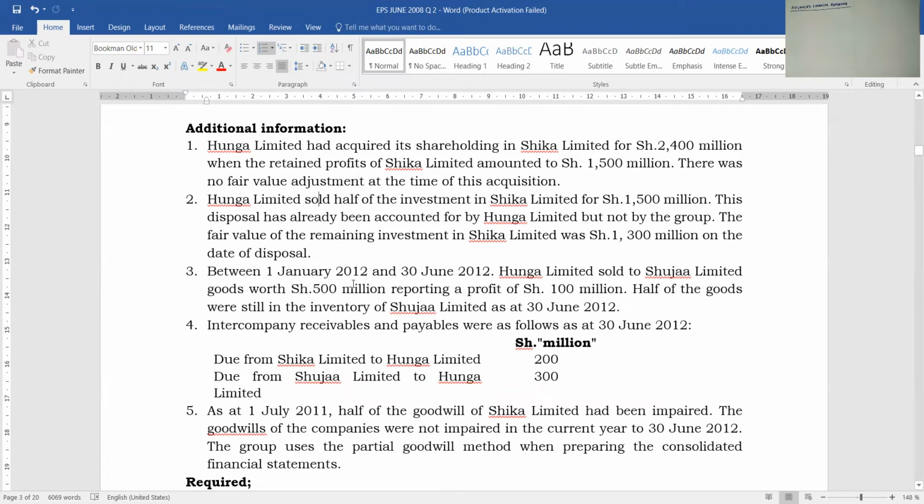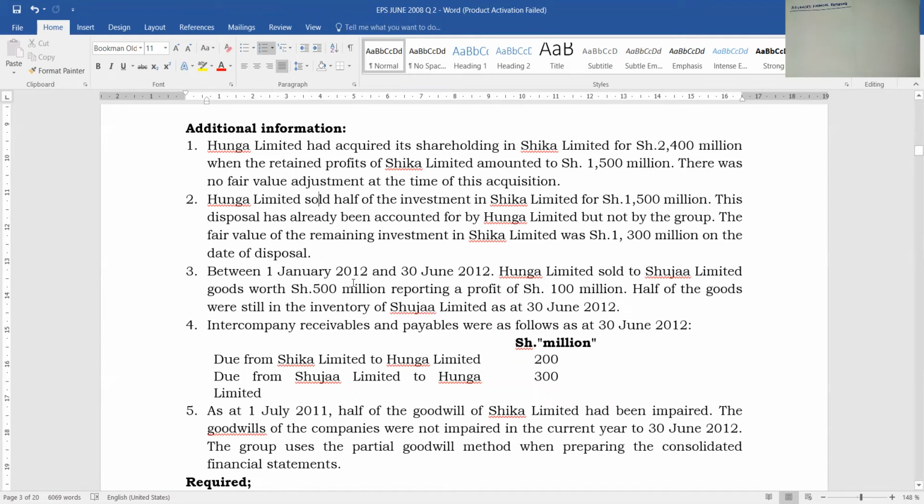Number 3, between 1st January 2012 and 30th June 2012, Hunga Limited sold to Shujaa Limited goods worth 500 million, reporting a profit of shillings 100 million.